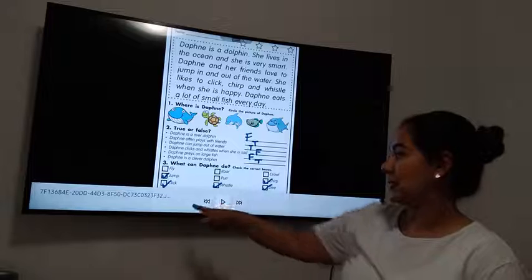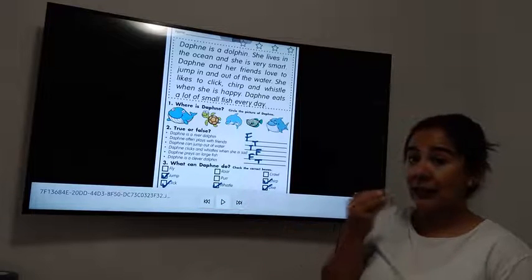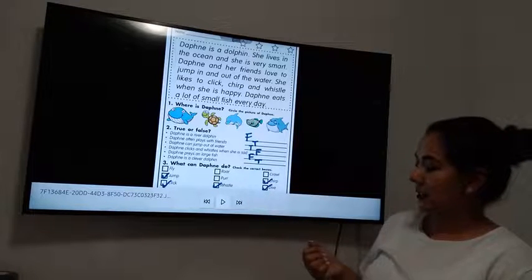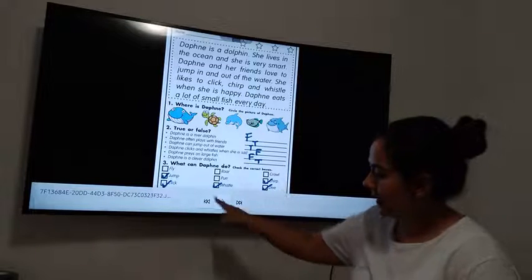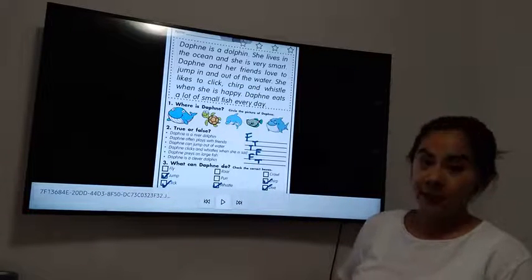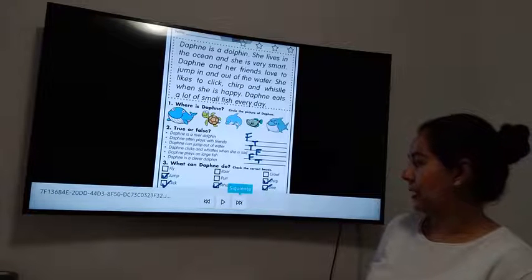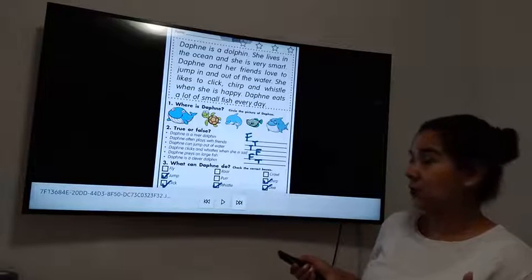And the last one says, what does Daphne like to eat? Remember, we just said that she eats small fish. So you have to circle, well, you cannot see it, but you circle the fish, the small fish that is right there, okay? So that was activity 2 from last week.